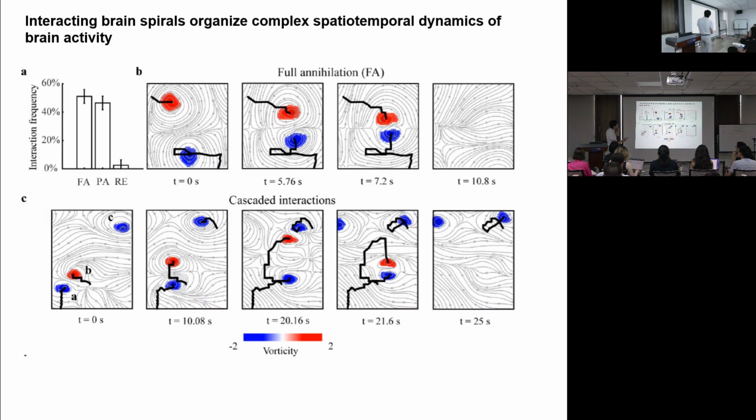Of course, this is a full annihilation, and then we have partial annihilation. It means that one of the spirals would disappear because of the interaction, and another one would survive. We also observe repulsive interactions. You have one spiral here, another here, and they have these repulsive interactions. Both of them survive. And if you have many of these coherent structures, they can interact in a cascaded way. Let's say here you have two spirals, they interact, and this will go on to interact with another one. In this way, they can organize the flow of neural activity or brain activity in that area.